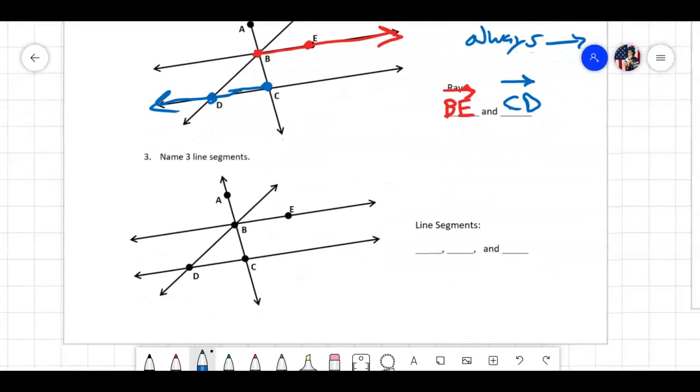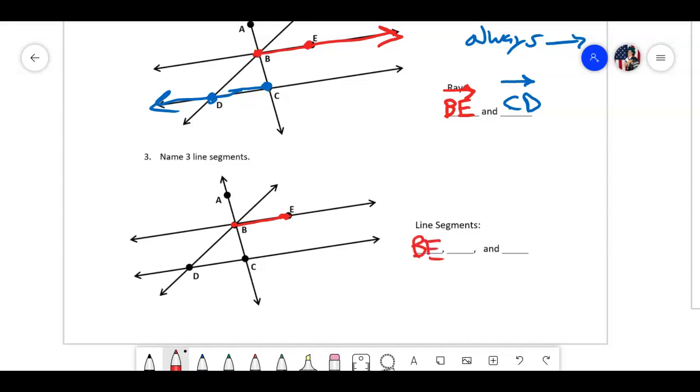Number 3, line segments. Do line segments have arrowheads? One, none, two, what do you think? Two arrowheads or no arrowheads? None, okay? A segment has just two endpoints, no arrowheads. So help me out here, two points real quick. Okay, B and E. If it's just between BE, yeah, that's a line segment. On top, you need to put a segment. No arrowheads. Okay?